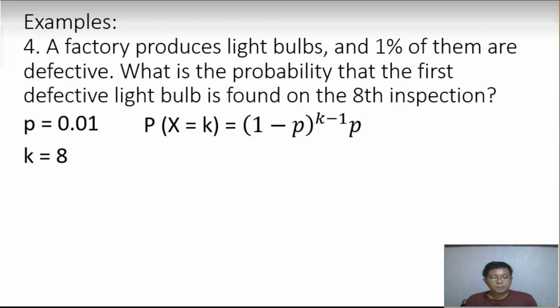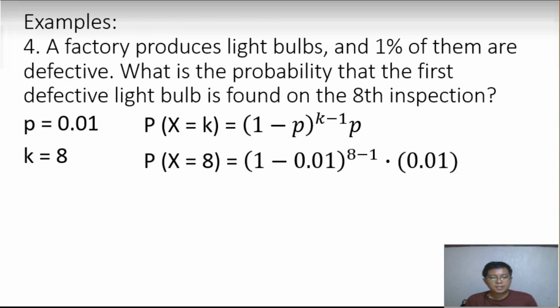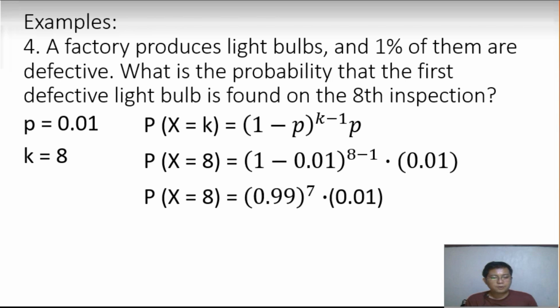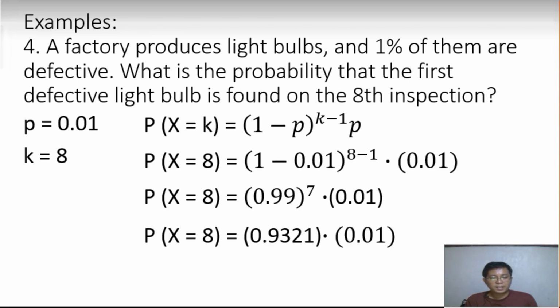Let's write down our probability mass function and perform substitution of values. So we arrive at this. Now simplifying this further, we have the probability of x equals 8 equals 0.99 to the 7th power times 0.01. Simplifying that, we arrive at this, and then that's approximately equal to 0.009321. So the probability that the first defective light bulb is found on the 8th inspection is 0.009321. So napakaliit lang po ng probability.